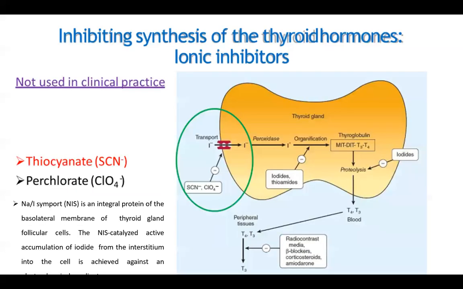So look, this is what I was telling you, that one of the treatment options is something called ionic inhibitors. And we have two drugs, thiocyanate and perchlorate. Guess why I didn't enlist them? They're removed from the market. They're no more in the market. Why?